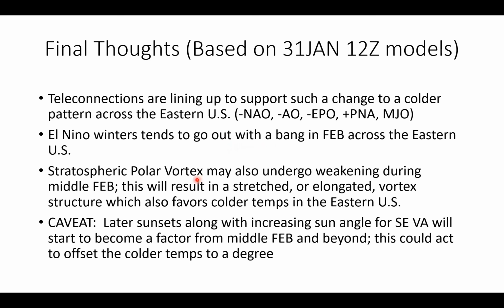Another thing that's in favor of the pattern change mid to late February for colder than normal temps in the east is another weakening of the stratospheric polar vortex per today's forecast. This would occur around the middle of February time period. This would result in a stretched or elongated vortex structure, and that's going to favor colder temps in the eastern U.S. as well. So all of this is lining up, okay?